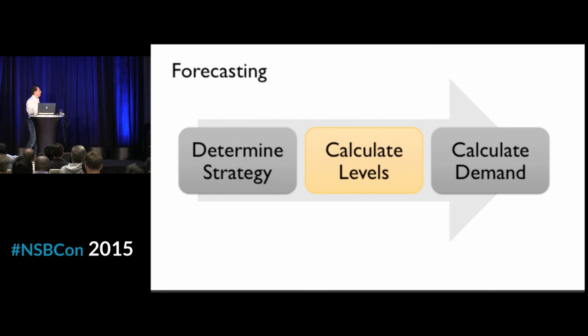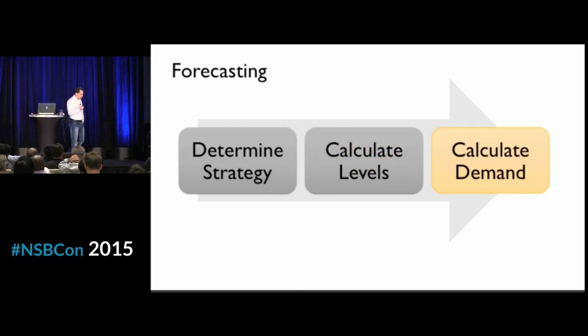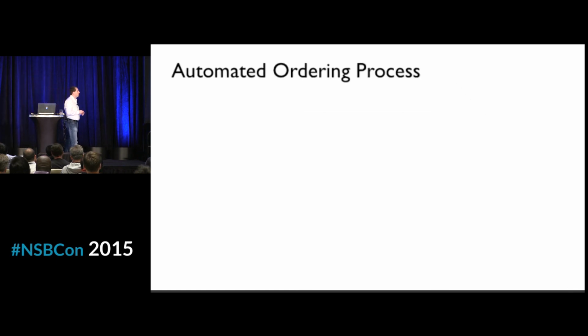So that's calculating the various levels. Getting into the last part, I'm only going to skim over this guy because it's pretty straightforward. Basically, we're comparing those levels using some basic logic and then determining if the site does or does not need supplies. But what I do want to get into is the other processes that trigger the forecasting process.